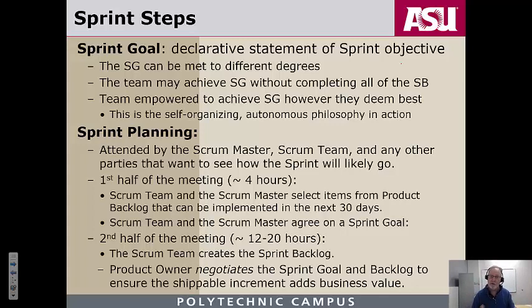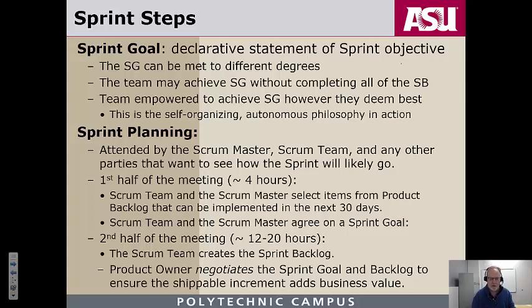Anyway, back to the notion of a sprint goal, our first sprint step. A sprint goal is a declarative statement of the sprint objective. What does declarative mean? Declarative is a definitive statement of something, normally a statement of fact, if you will. And normally you try to phrase it in such a way that it has a yes or no answer, so you can ask, did we meet that or not?